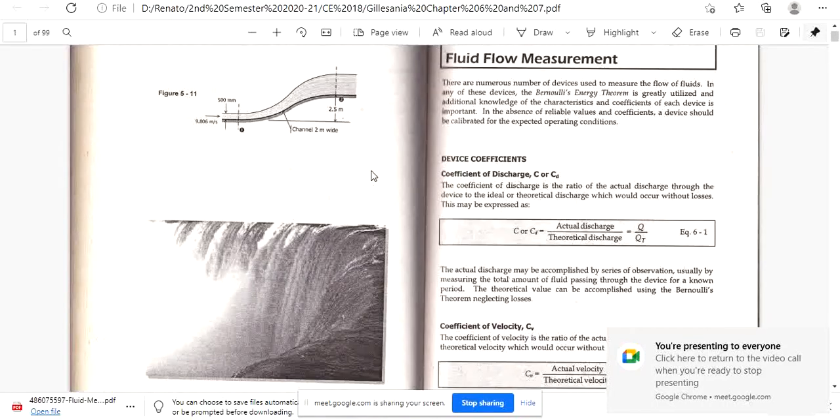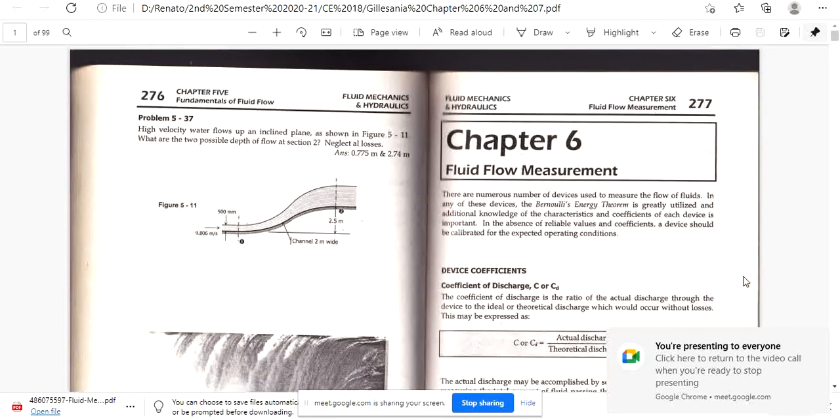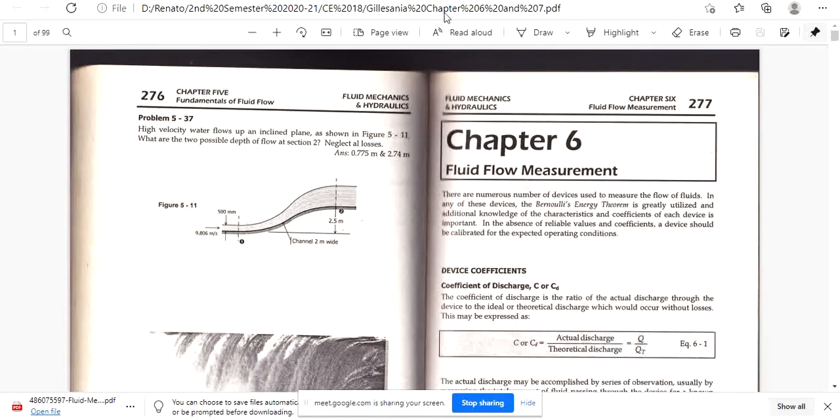Anyway, so in chapter 6, fluid flow measurement. There are numerous devices used to measure the fluid flow. In any of these devices, the Bernoulli's energy theorem is greatly utilized.